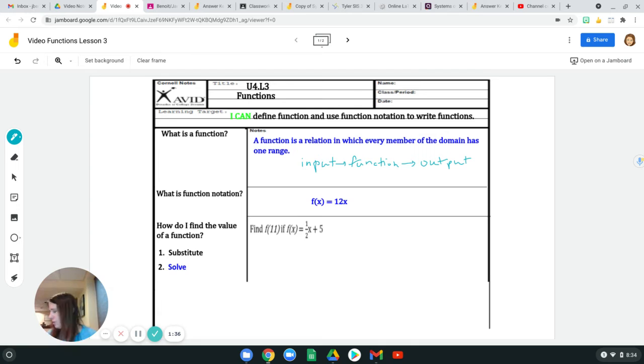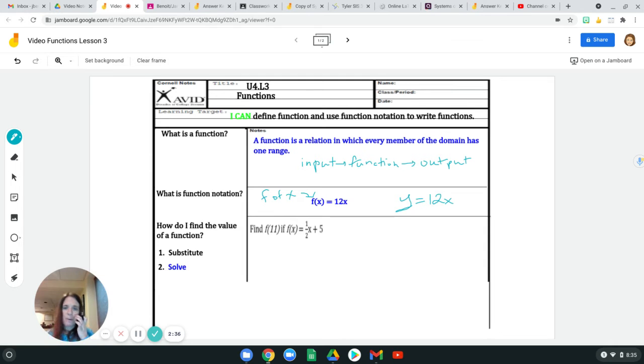Function notation. What is function notation? We have an example here. f of x equals 12x. Typically you'll see function notation written with that f of x, but you're also going to see it with other letters. There can be g of x, h of x, because we can have functions within functions. But for right now, you'll see it as f of x. And this is very similar to our unit before when we were working with slope-intercept form. Okay, y equals 12x, same thing. x was your input, y was then your output. So very similar, but function notation is this idea here of f of x, and that's how you say that, f of x.